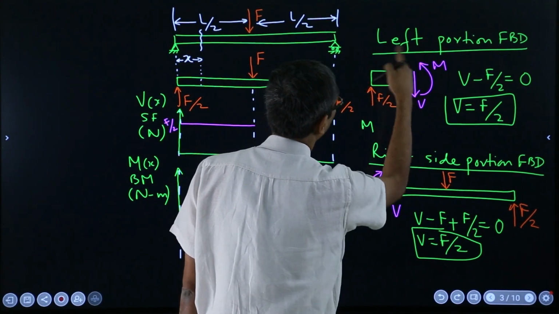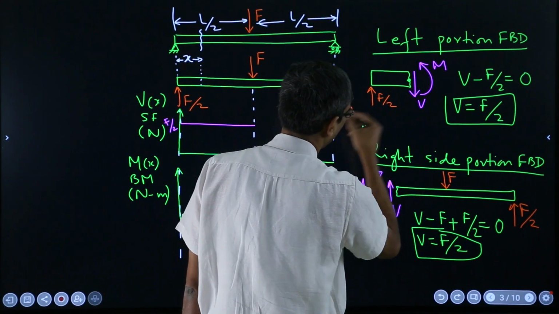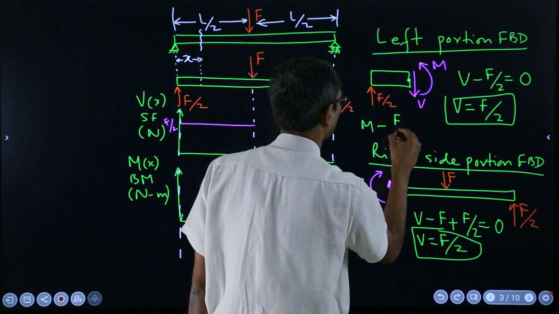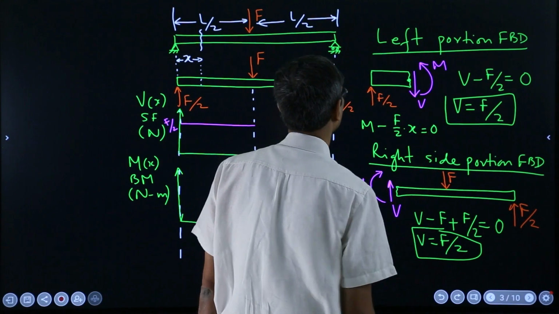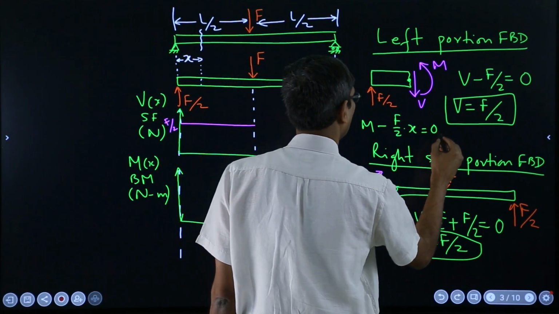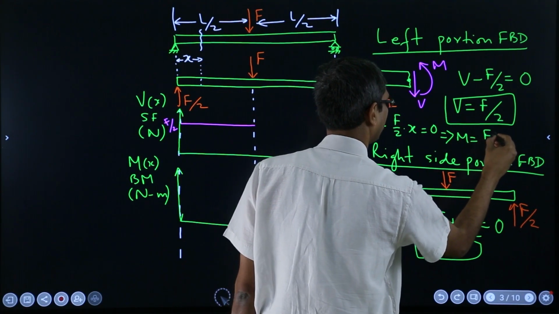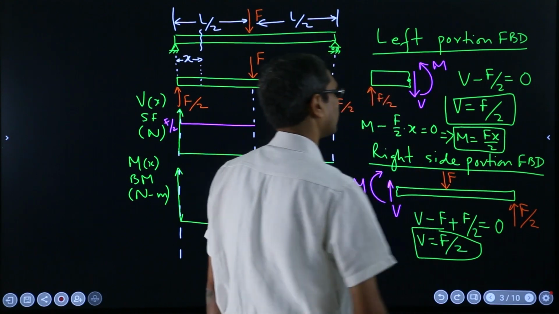counterclockwise is equal to, or I'll write in this form. So minus F over 2 times x is equal to 0, right? Implies M is equal to Fx over 2, right?